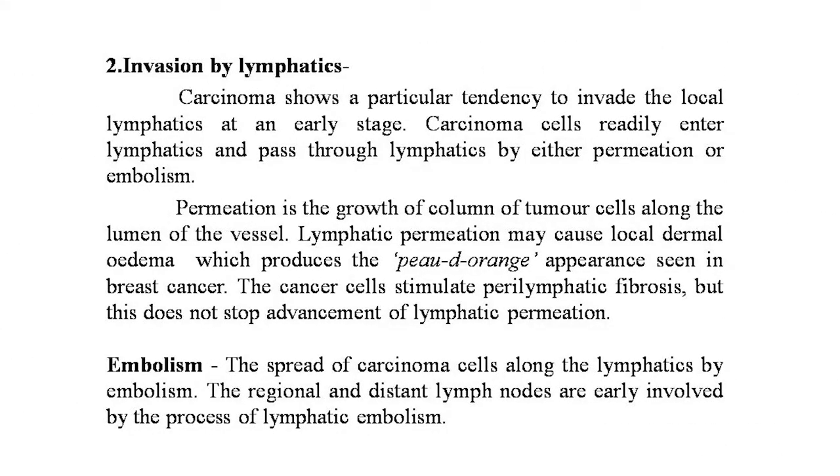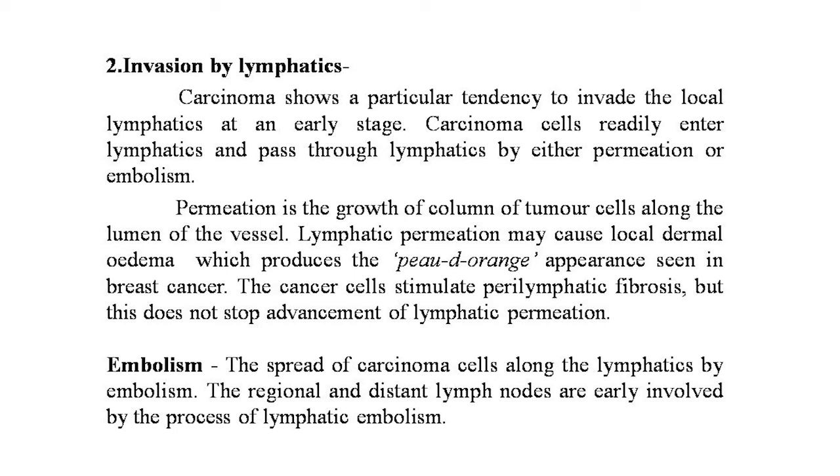Now the second route of spread of the malignant tumors is invasion of the lymphatics. Carcinoma shows a particular tendency to invade the local lymphatics at an early stage. Carcinoma cells rapidly enter lymphatics and pass through them by either permeation or embolism. Permeation is the growth of a column of tumor cells along the lumen of the vessels.